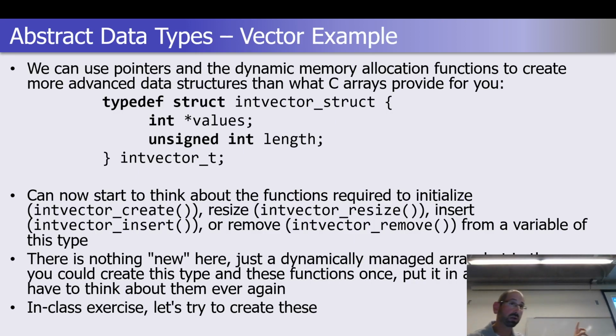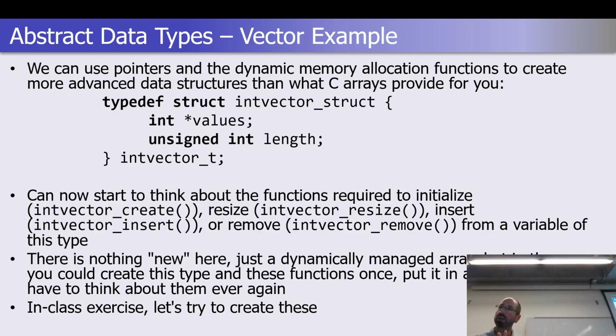There's nothing new here in terms of defining a custom structure, storing a pointer to the potential values we're interested in, as well as what the potential length of the vector is. But if you start with that and you build up a series of functions that allow you to do things like create a new vector, resize a vector, insert a value at a location, or remove a value at a location, what you wind up then having is a data structure that's a lot more powerful than just trying to manually manage an array.